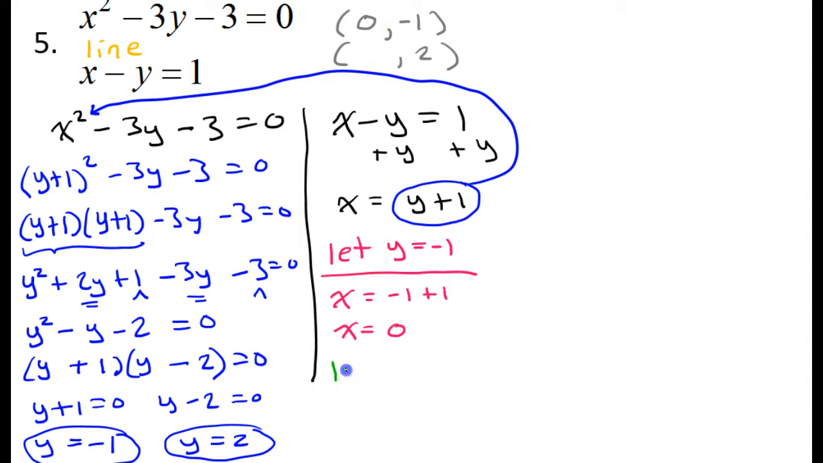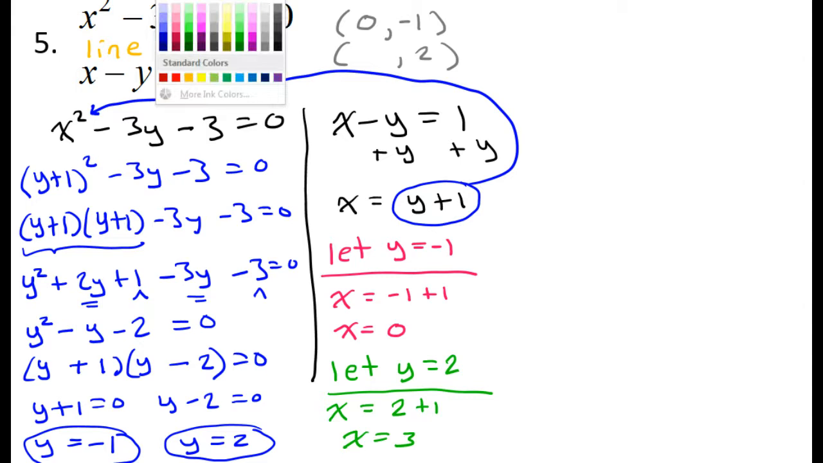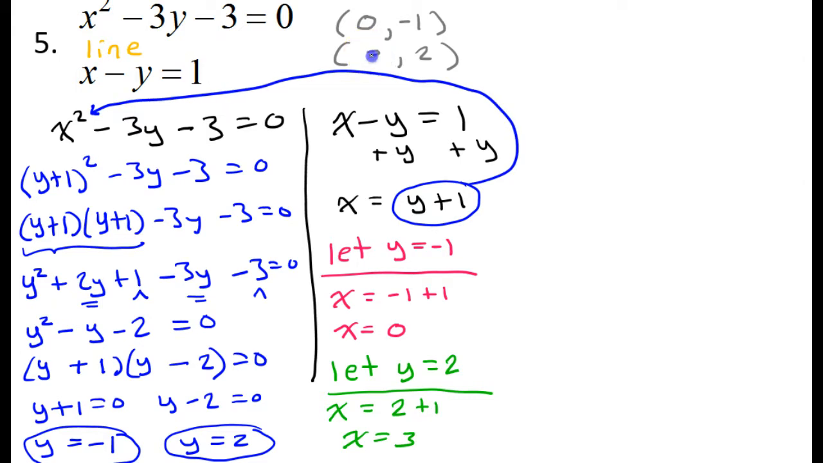Now let's let y equal 2, the other y value that we have. Then this equation becomes x equals 2 plus 1. So x is equal to 3. So that gives me another solution. 3 comma 2. So this should be the final solution set.